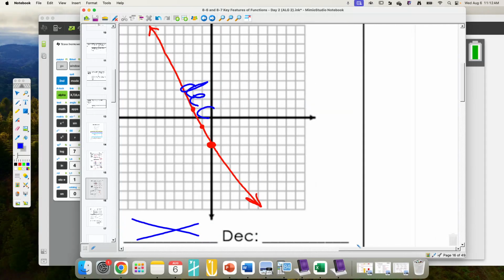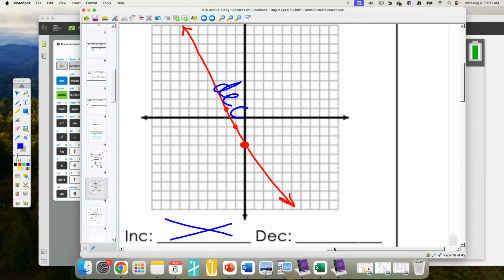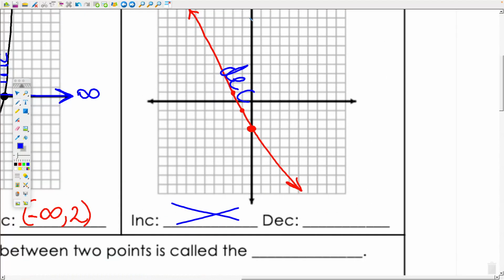But there is a decreasing interval. And of course, we're gonna stand on that x-axis like we've been doing. When you do this, start from negative infinity. From negative infinity to where? Positive infinity.